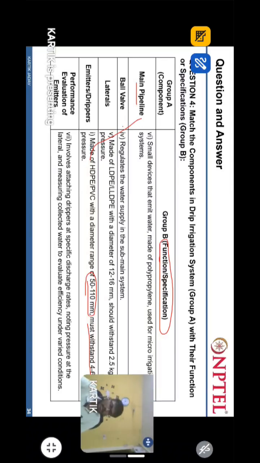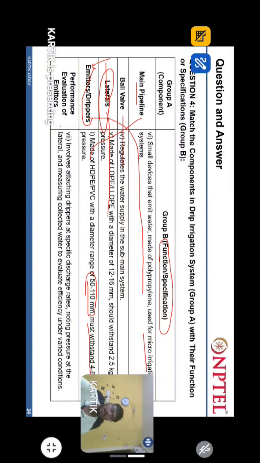Laterals, why are we using laterals? Laterals are connected with the submain line. Main line, submain, and submain is connected to the laterals, and laterals are made up of LDPE or LLDPE, and the diameter of lateral is about 1.2 to 1.6 centimeter, and it should withstand 2.5 kg per centimeter square pressure. Next option, emitters or drippers. We know on laterals we have the drippers that are made up of polypropylene. It is a small device that emits the water, used for micro irrigation systems.